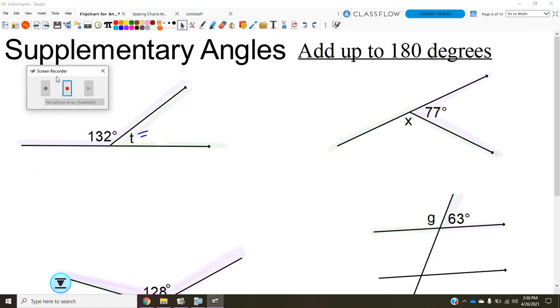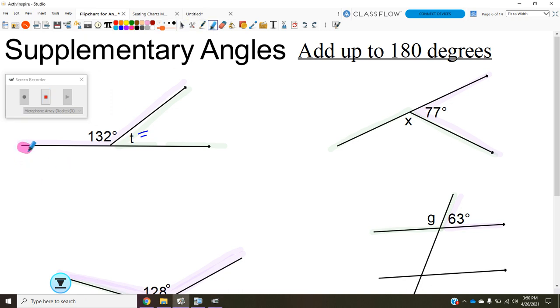Supplementary angles, it sounds the same thing. They add up to 180 degrees. Notice that this is a completely straight line, that we have a ray that is intersecting that straight line, and it is cutting our 180 degrees into two pieces. One of the pieces is 132 degrees, and the other side is labeled with a T.